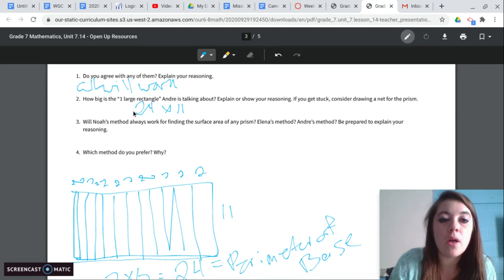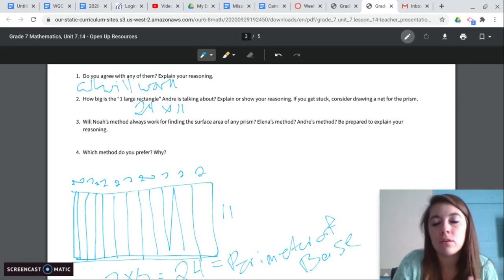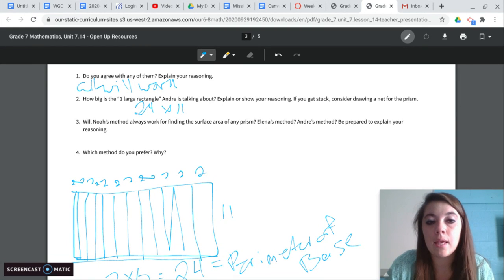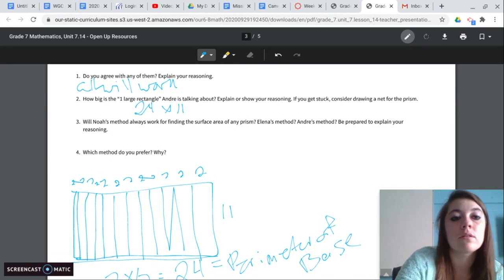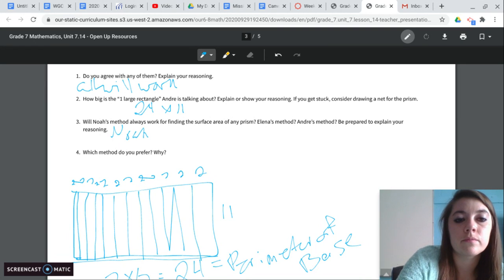So for 3, will Noah's method always work for finding surface area of a prism? What about Elena's, Andres'? So Noah's, no matter what, doesn't matter what we have, it will work for any prism. We can find all the areas of all the faces and add them together. That's always going to work. So Noah's, always.